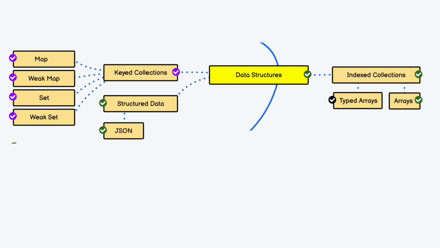So let me repeat one more time what we have in data structure. Data structure is divided into three categories: indexed collection, keyed collection and structured data. Under the indexed collection, you will have typed arrays and arrays. Under the keyed collection, you will have map, weak map, set and weak set. Under the structured data, you will have JSON. Hope so far things are clear about what topics you have to cover in data structure. So that's the fifth one.